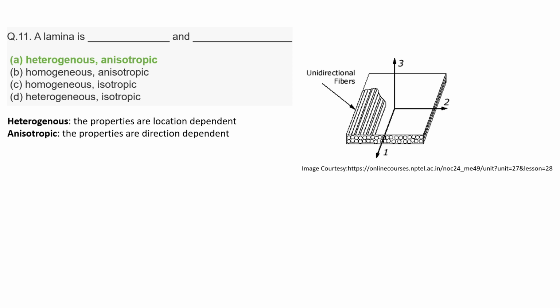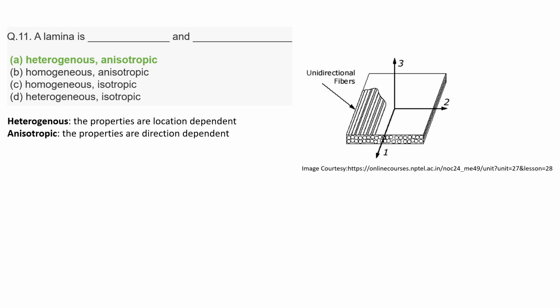And when we stack more than one lamina, it forms a laminate. That is another term that sir already taught in his class. So a lamina is heterogeneous and anisotropic. What does heterogeneous mean? That the properties are location dependent, because a lamina contains both reinforcement and matrix. When they are combined, at some point in that composite there will be more amount of reinforcement, and at some point it will be only the matrix part. So it is not uniform. That's why we say that it is heterogeneous.